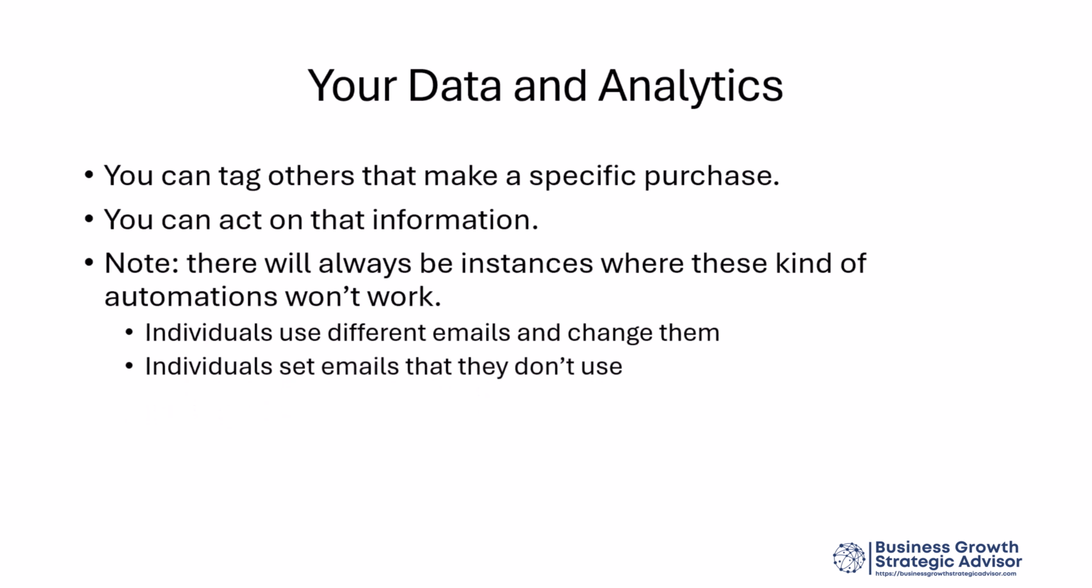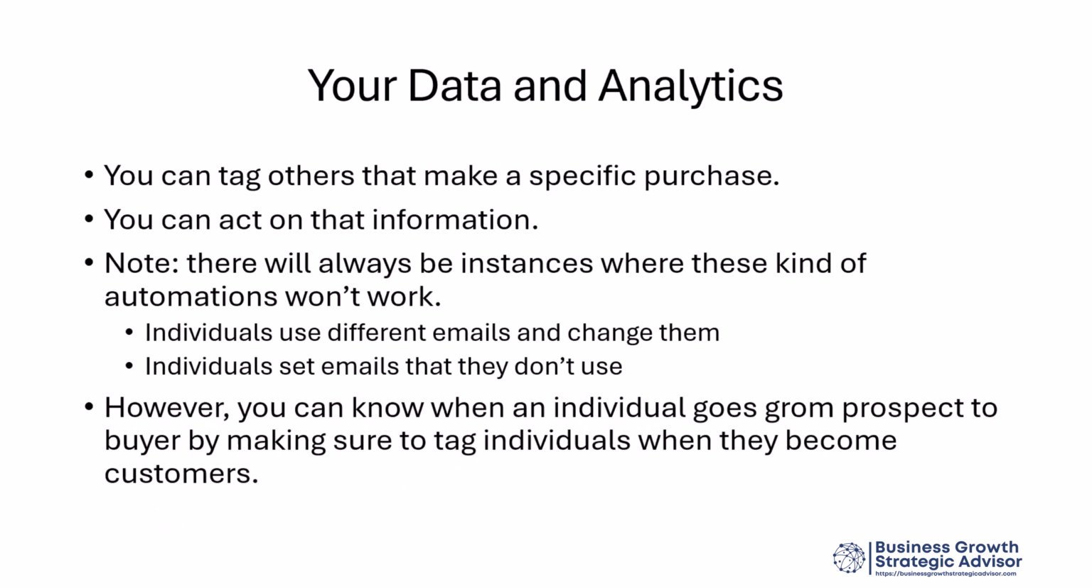Some people set up emails they don't use in order to receive stuff, and that might be the email you're sending to. So again, there are all kinds of ways that this is not a perfect process. Don't think that just because you tagged everybody that did a certain thing, okay, well now I've got it perfectly. You don't, right? You can only assume that it's only going to happen up to a certain extent.